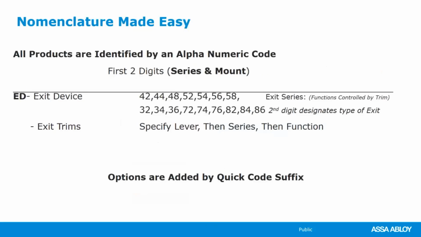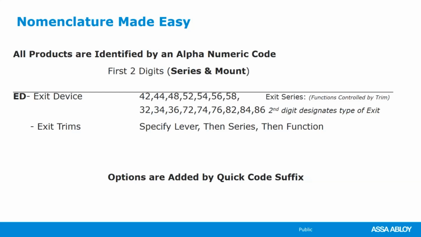So let's talk about the nomenclature. Just like our cylindrical locks and our mortise locks, they start with 2 letters. ED stands for exit device. Then the first digit tells you the series of device. We have a 4000 series, a 5000 series, a 3000 series, a 7000 series, and an 8000 series. The second digit will tell you the mounting style of the device, how it's being mounted, be it rim, surface vertical rod, concealed vertical rod, or mortise.